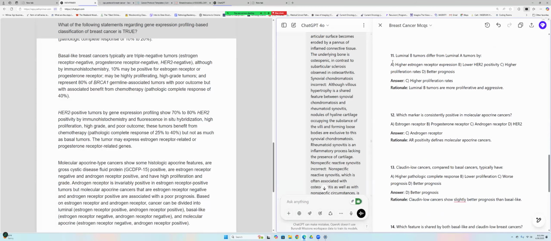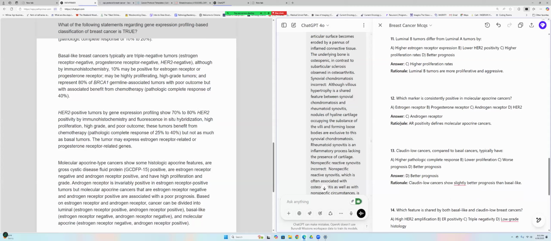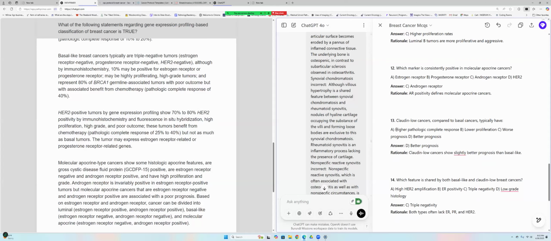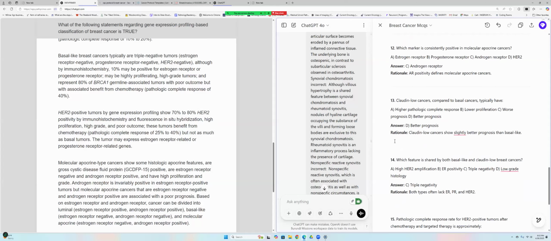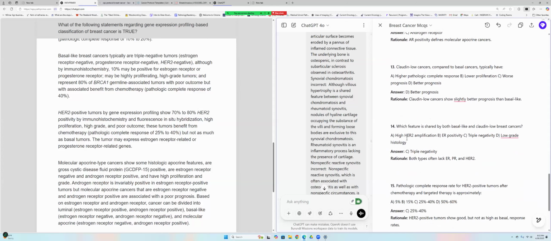Luminal B tumors differ from luminal A tumors by what? Higher proliferation. Yes. Which marker is consistently positive in molecular apocrine cancer? Androgen receptor. Yes. Claudin-low cancers compared to basal cancers typically have what? Better prognosis. That's even surprising. I thought they would have worse prognosis.